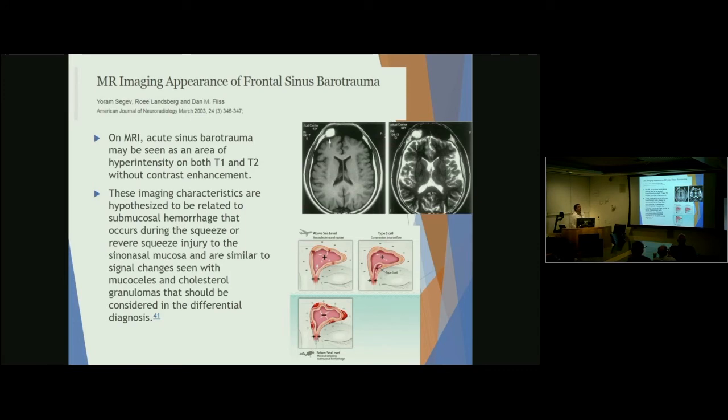Yeah, and cholesterol granulomas can basically demonstrate the same findings. So it's good to know that if you see something like this, and let's say you had another imaging a few weeks ago or a few months ago, a few years ago, that didn't have this problem, you can just go ahead and ask about this. Something to think about, that acute barosinusitis can present with this finding. This is thought to be due to submucosal hemorrhage during squeeze injury, that can show this hyperintensity on both T1 and T2.